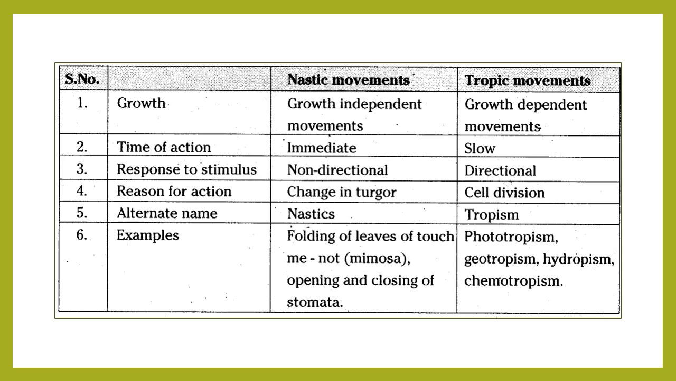Fourth point, the reason for action. Nastic movement is due to a change in turgor, meaning turgidity, water pressure. Whereas tropic movement is due to cell division and cell elongation. Examples are given here: folding up of leaves of touch me not plants, opening and closing of stomata for nastic, and here phototropism, geotropism, hydrotropism, chemotropism. Okay, so let me explain what these terms are. Let's have a look.